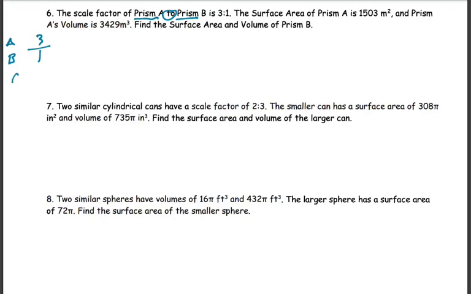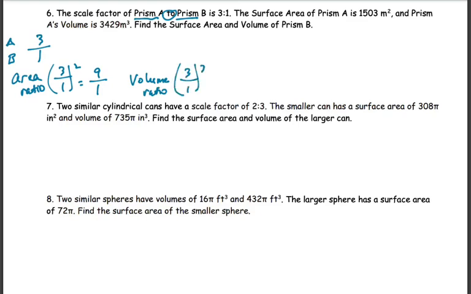So the area ratio will be 3/1 squared, which is 9/1. And then the volume ratio will be that 3/1 cubed, which is 27/1. All right, so this wants me to find the surface area and volume of prism B.